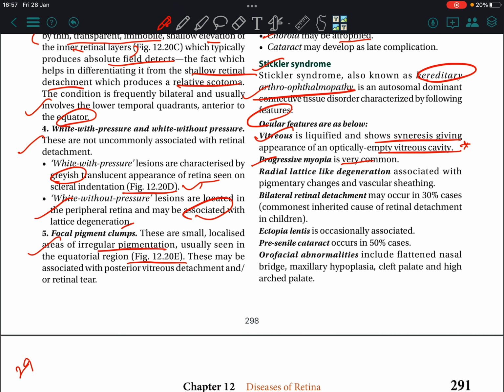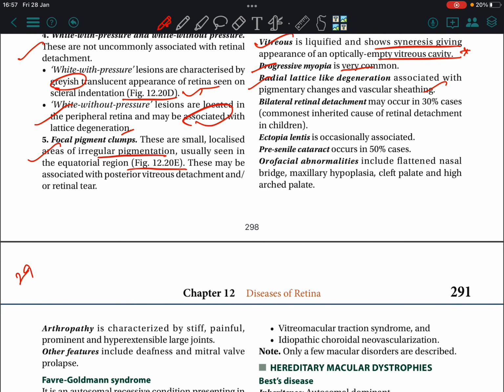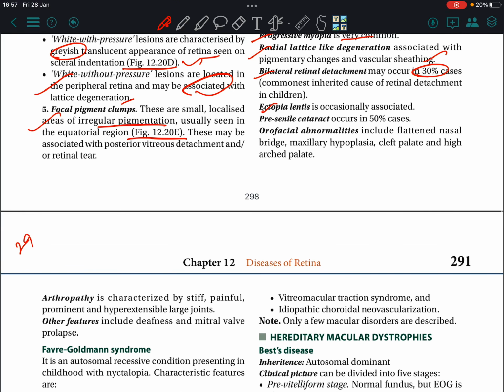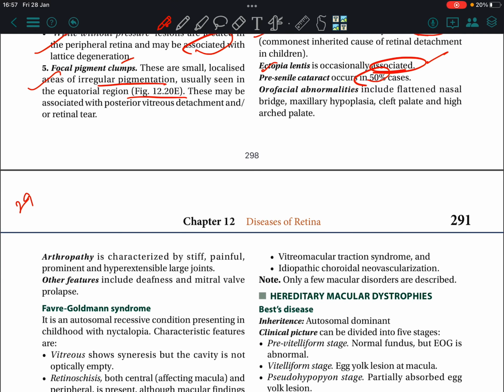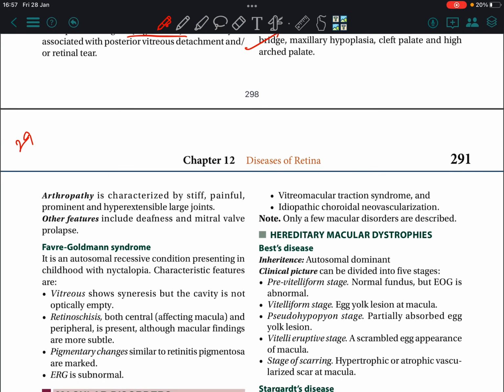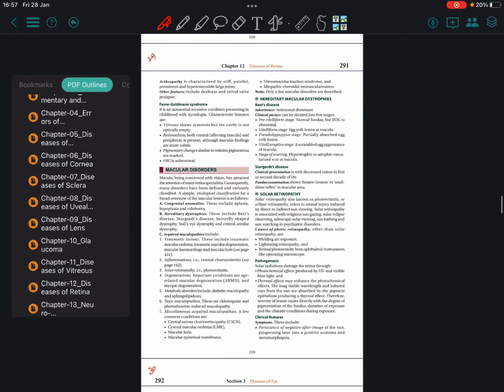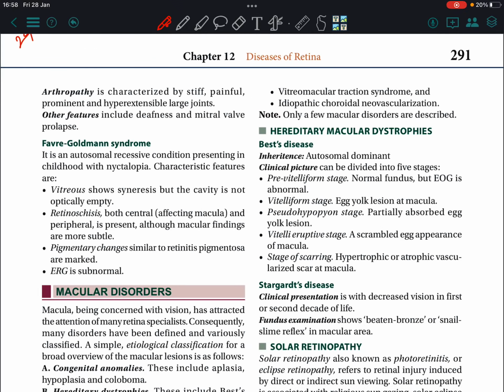Progressive myopia is very common. Radial lattice-like degeneration is associated with pigmentary changes and vascular sheathing. Bilateral retinal detachment may occur in 30% of cases. Ectopia lentis is occasionally associated. Presenile cataract occurs in 50% of cases. Orofacial abnormalities include flattened nasal bridge, maxillary hypoplasia, cleft palate, high arched palate, etc. Arthropathy is characterized by stiff, painful, prominent, hyperextensible joints. Other features include deafness and mitral valve prolapse.